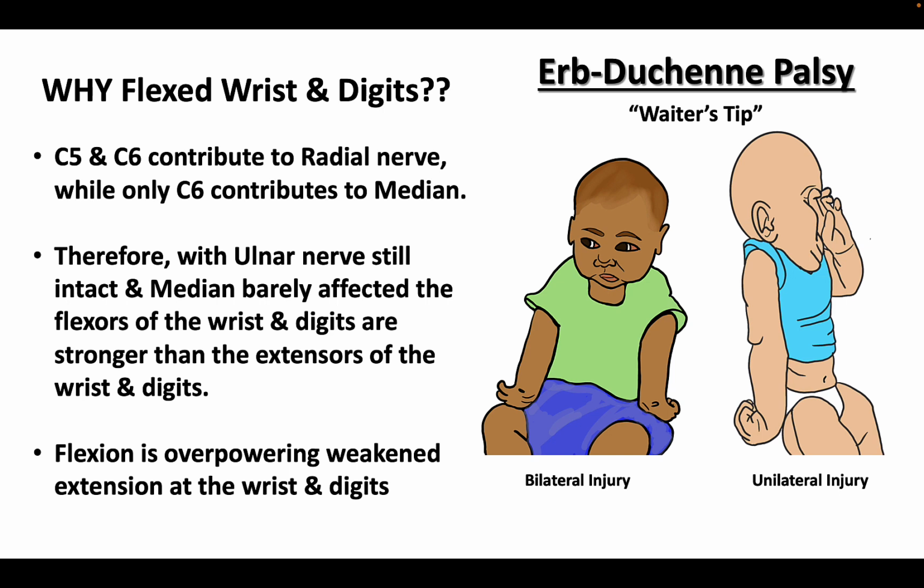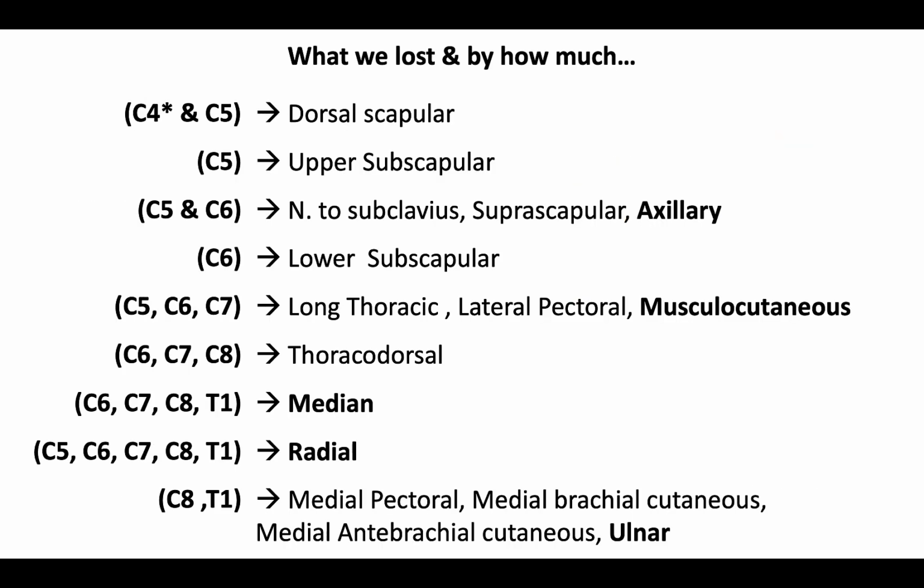I want us to visualize this in a couple different ways to prove to you why this makes sense. So I'm going to bring back up the list that shows us our levels and which nerves are made up of those levels, and I'm going to cross out C5 and C6 in this example, and we're going to ignore C4's contribution to dorsal scapular nerve for now because it doesn't really affect the presentation. So there they go. They're crossed out. So now we can see what we lost and by how much.